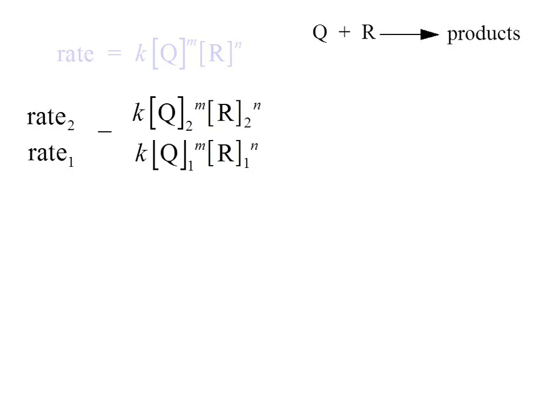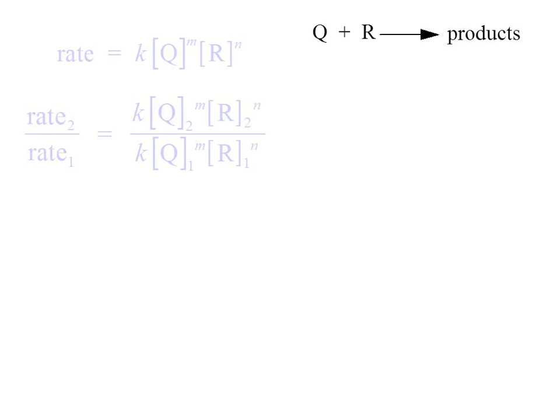So the rate for 2 is equal to K times the molar concentration of Q for the second trial raised to the reaction order, times the molar concentration of R for the second trial raised to its reaction order, etc. We do this all the time. What we're going to do is take rate 2 over rate 1. You could also do rate 1 over rate 2. But rate 2 divided by rate 1 is equal to this ratio over here.